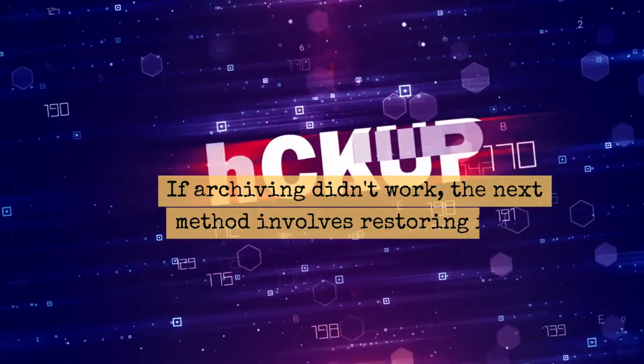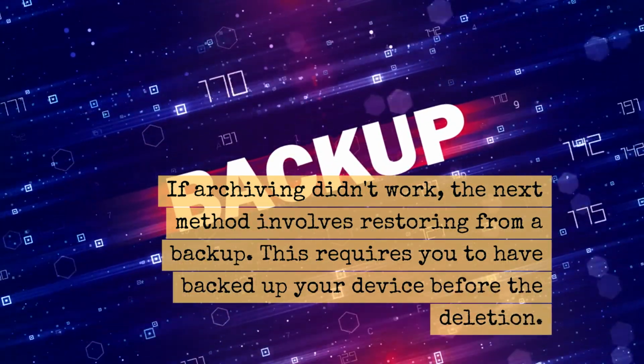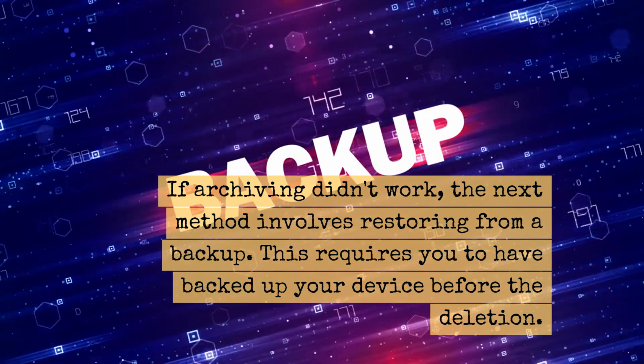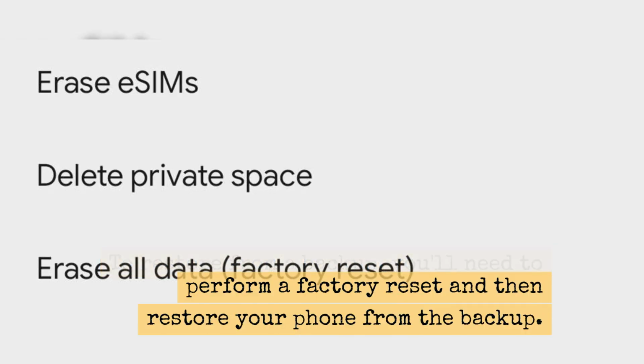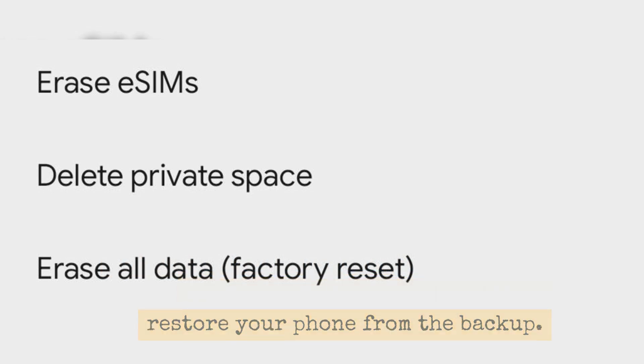If archiving didn't work, the next method involves restoring from a backup. This requires you to have backed up your device before the deletion. To restore from a backup, you'll need to perform a factory reset and then restore your phone from the backup.